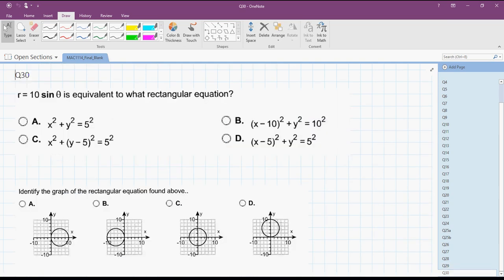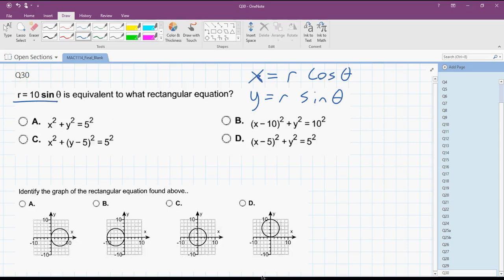All right, and the last guy. Here it is. The end. We need to take this guy and turn it into its original equation. And then we'll figure out which picture it is down below. So again, what do you remember about x in polar coordinates? R cosine theta. What do you remember about y in polar coordinates? And there was one other piece that I taught you. R squared is equal to what?